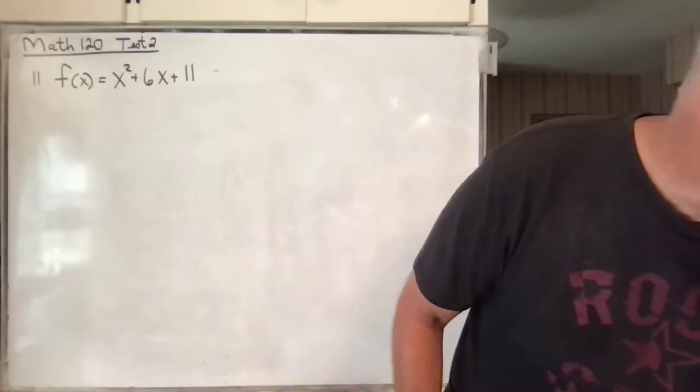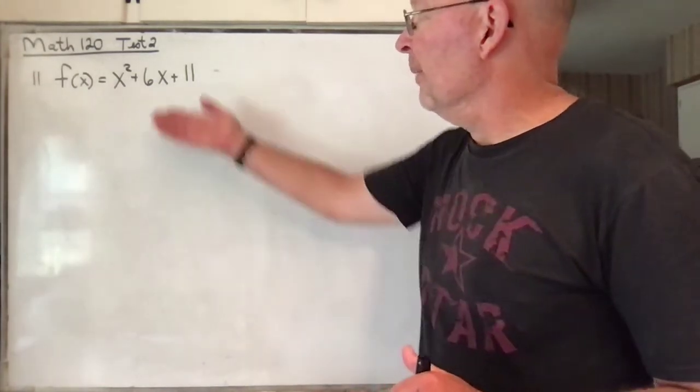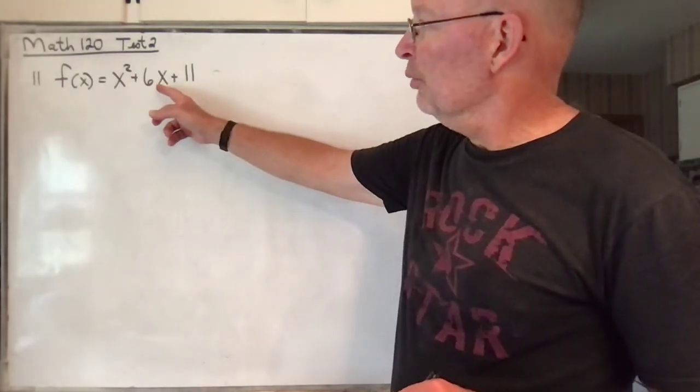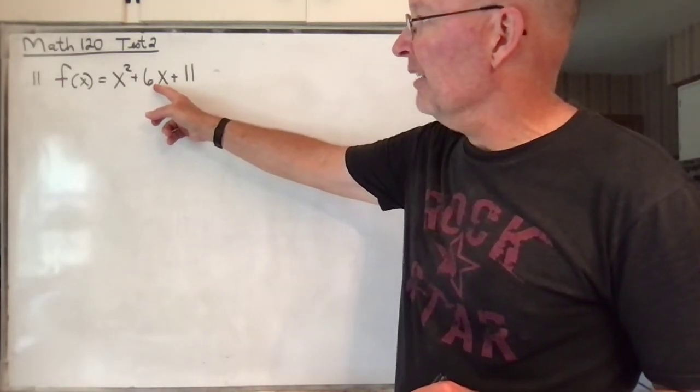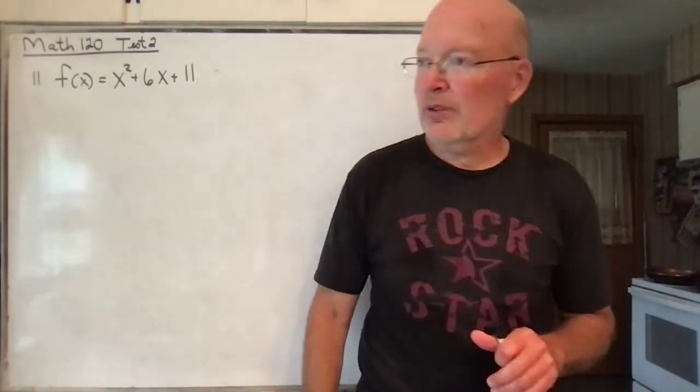How about this one? The question is, find what are the x-intercepts? So the first thing you might do is to try to factor it. Okay, try to find two numbers that add to 6 and that multiply to 11. And you'll have trouble doing it, okay?